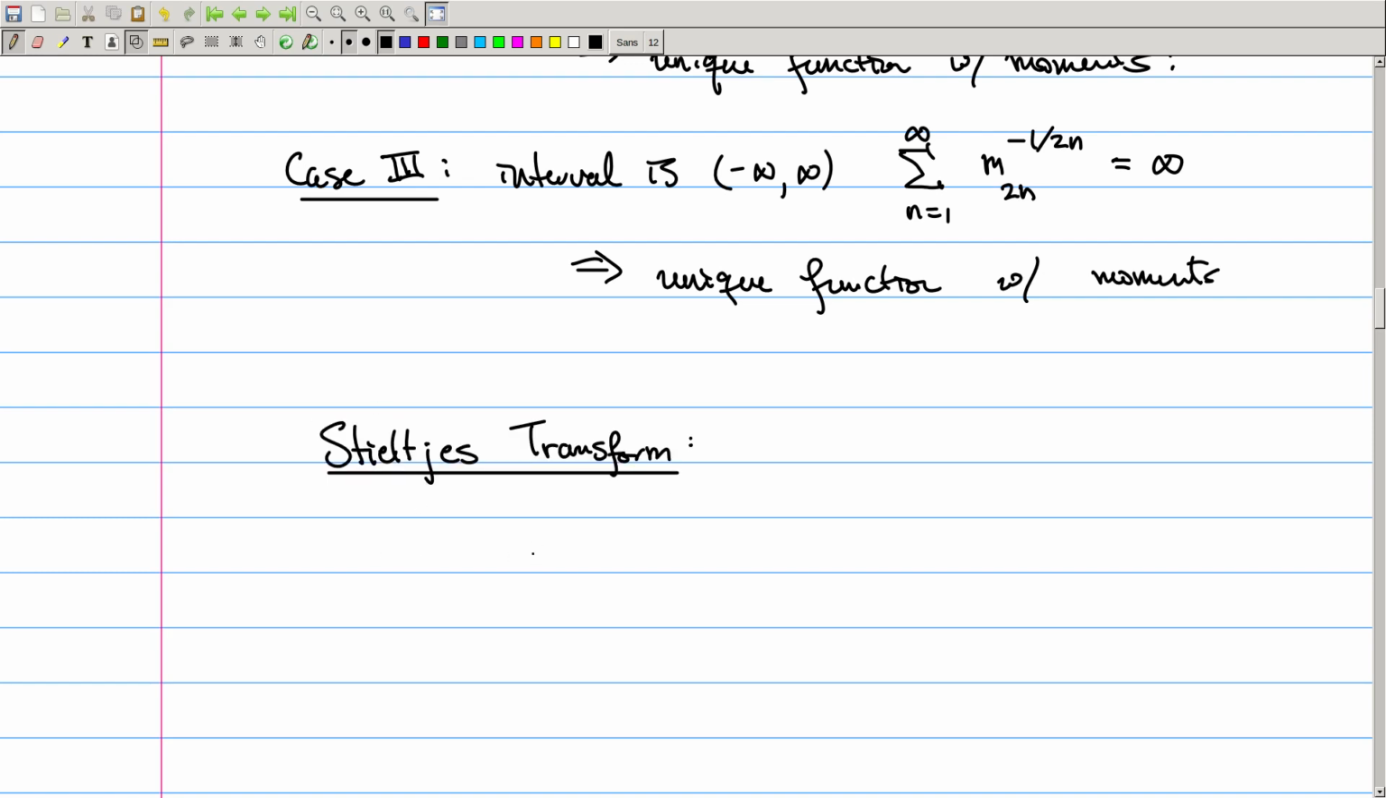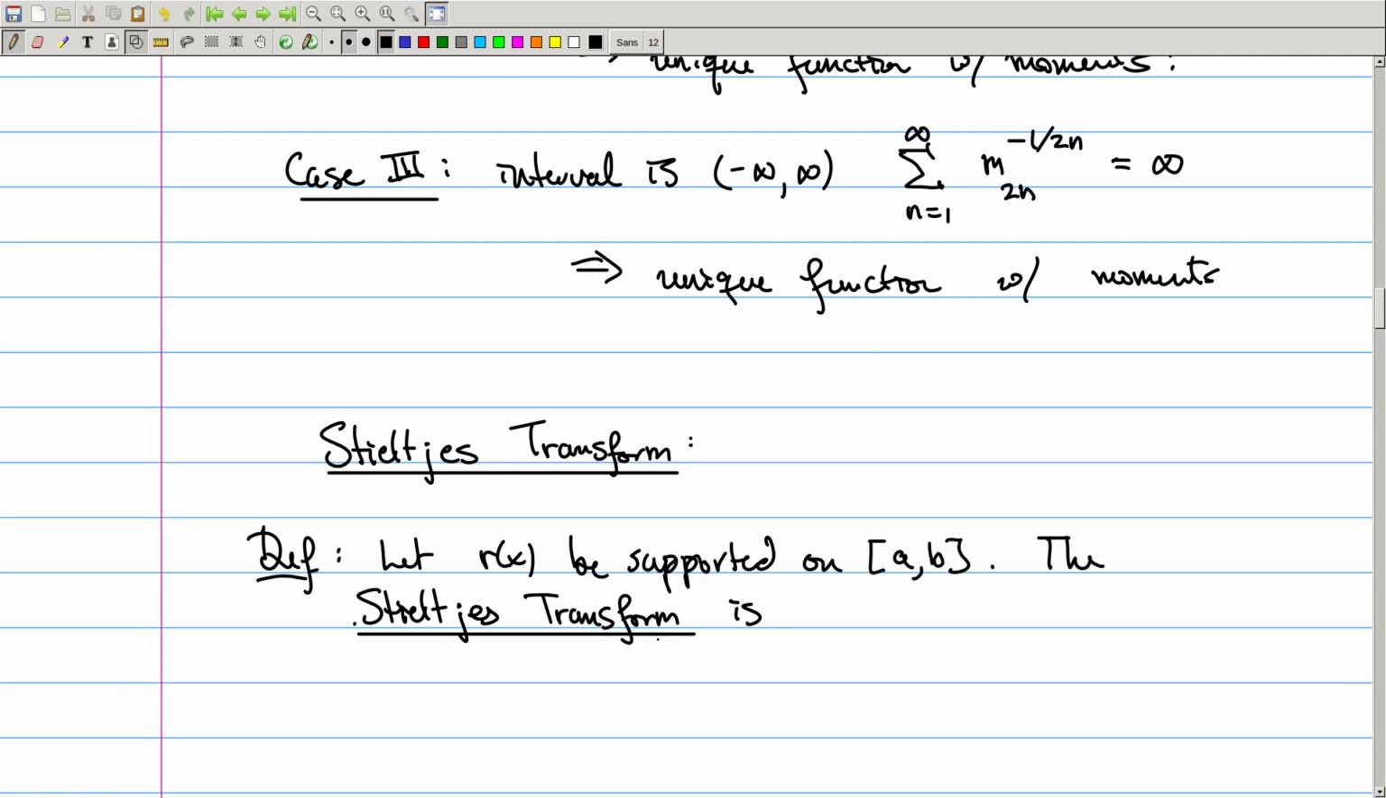The Stieltjes transform of a function supported on an interval AB is an integral from a to b of that function divided by z minus x. And here z is allowed to be any complex number away from the interval in question. So in particular, it could be a real number outside that interval too. And this defines a complex valued function, which we'll denote by S sub r of z as the Stieltjes transform of r.